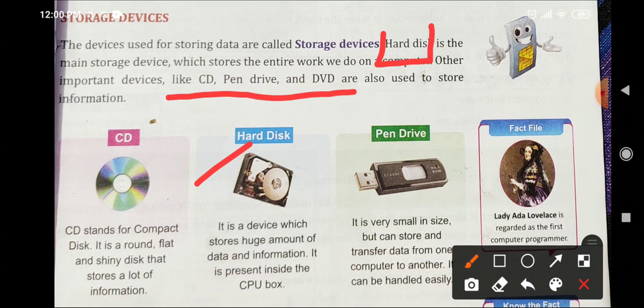Next is hard disk, which is placed in the CPU. It can store huge amount of data. Whatever you do on the computer, that is stored on the hard disk. Then it is a pen drive, which is a very small storage device, but we can save huge amount of data in the pen drive and transfer data from one place to another.